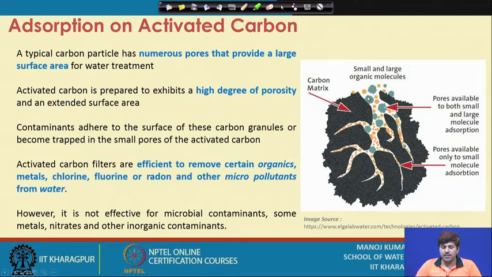If we see the typical activated carbon, it will have numerous pores, and that is why it provides a very large surface area for the treatment of water. These are prepared to exhibit a very high degree of porosity, so there is a lot of scope for retaining the contaminants, because if there are no pores, where will the contaminants get adsorbed? So, having a high porosity is a good thing, and it also allows good flow of water through this adsorbent media.